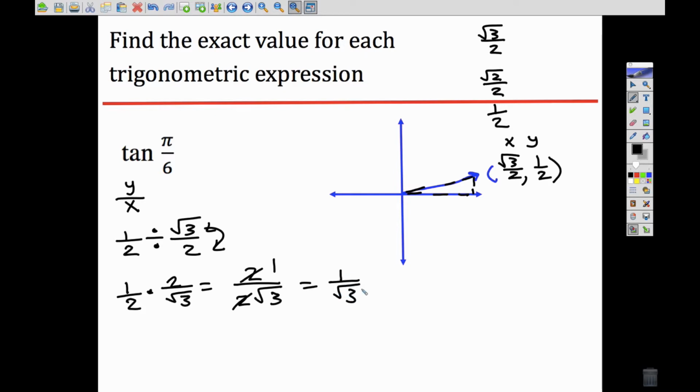But we know that we don't leave square roots in the denominator, so we're going to multiply it by 1. So I'm going to multiply by the square root of 3 over the square root of 3. And that leaves me with the square root of 3, because 1 times the square root of 3 is the square root of 3. And then the square root of 3 times the square root of 3 is just 3. So my answer is the square root of 3 divided by 3. That's the exact value.